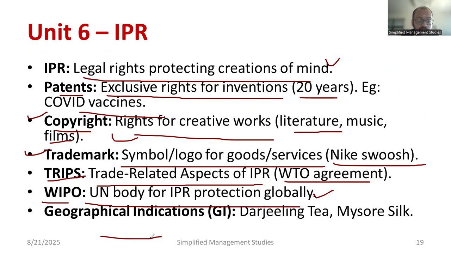What is GI? Geographical indications. For example, particular places have their own products. I can say Mysore silk, or Darjeeling tea. It's available only in that particular area, so we need to protect it as a whole. The owner has to protect the product which comes from that particular area. That is called geographical indications. So remember these points.